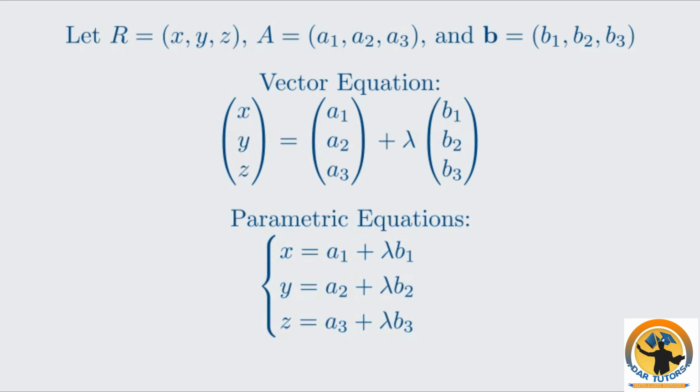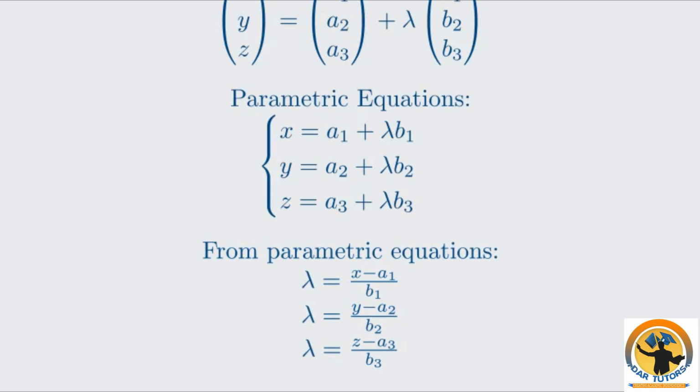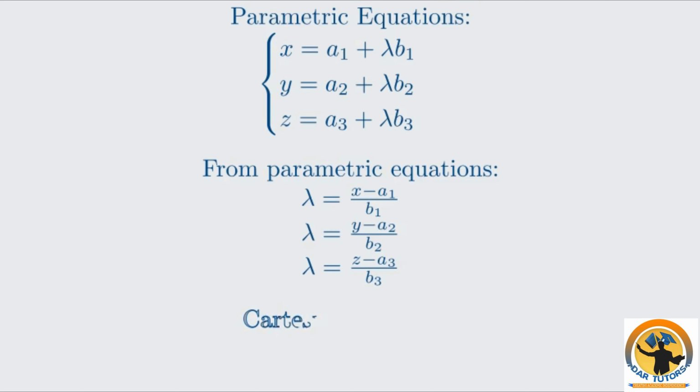Next, let's derive the Cartesian equation. We can do this by eliminating the parameter lambda from the parametric equations. From the first equation, we can solve for lambda. Lambda equals x minus a1 all over b1. We can do the same for the other 2 equations. Since lambda is the same for all 3, we can set these expressions equal to each other. This gives us the Cartesian equation of the line: x minus a1 over b1 equals y minus a2 over b2 equals z minus a3 over b3. This form is also known as the symmetric form.